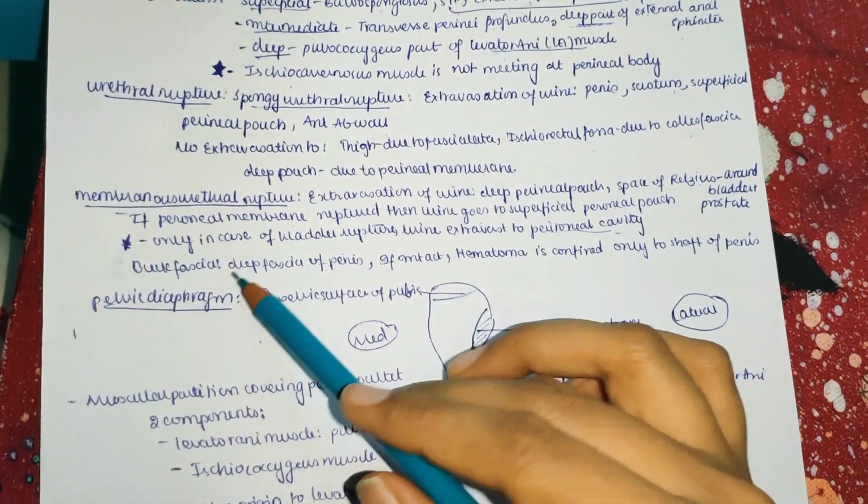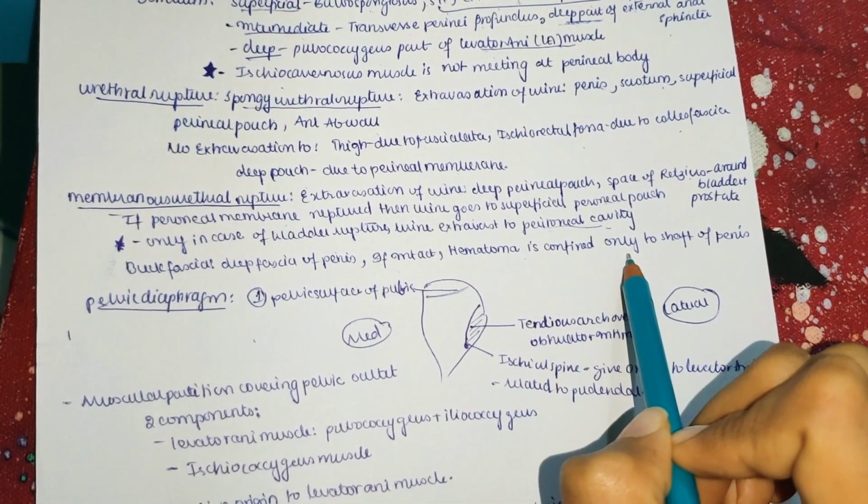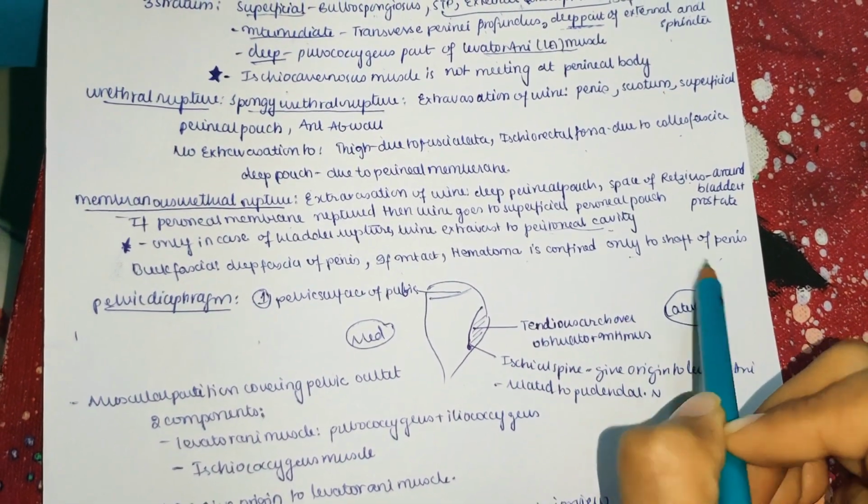So what is Buck fascia? Buck fascia is a deep fascia of the penis. If intact, hematoma is confined only to the shaft of the penis. Okay.